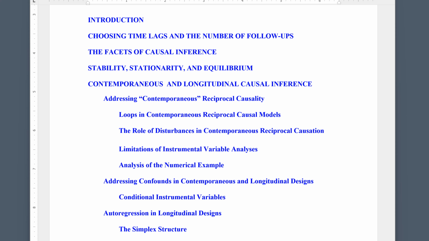Issues include specifying time lags to use in RET designs, facet analysis of causal inference in longitudinal research, the assumptions of stability, stationarity, and equilibrium, contemporaneous and longitudinal assessments of reciprocal causality, addressing confounds, autocorrelation and autoregression, measurement invariance across time, between person and within person analytic frameworks, the traditional cross-lagged panel model, and full versus limited information estimation in longitudinal RETs with many follow-ups.